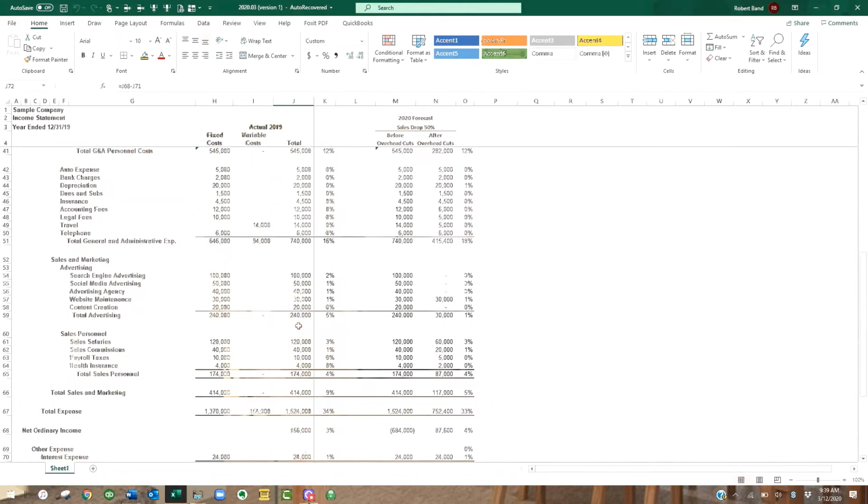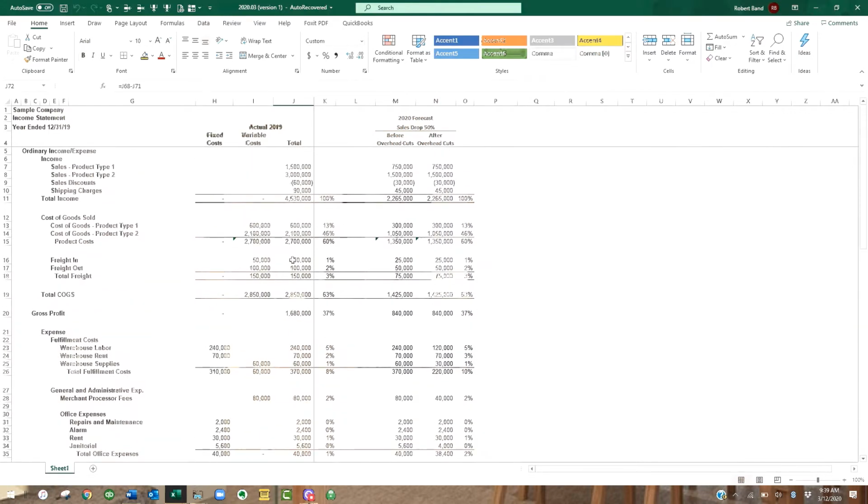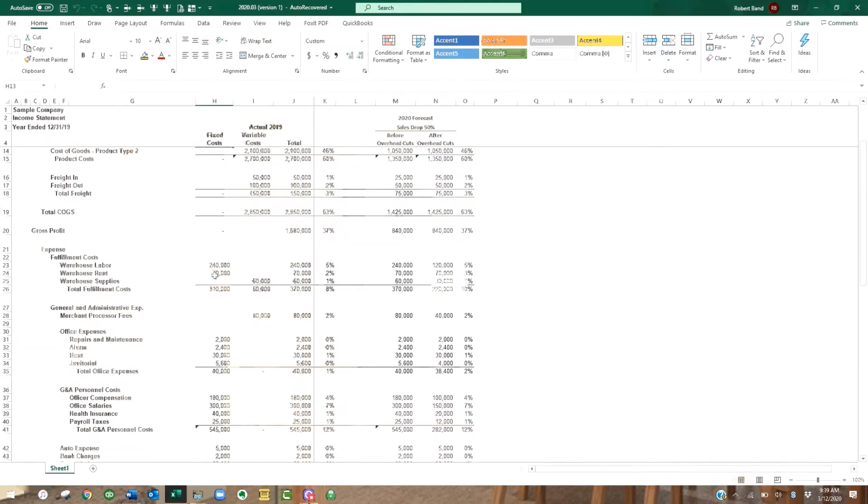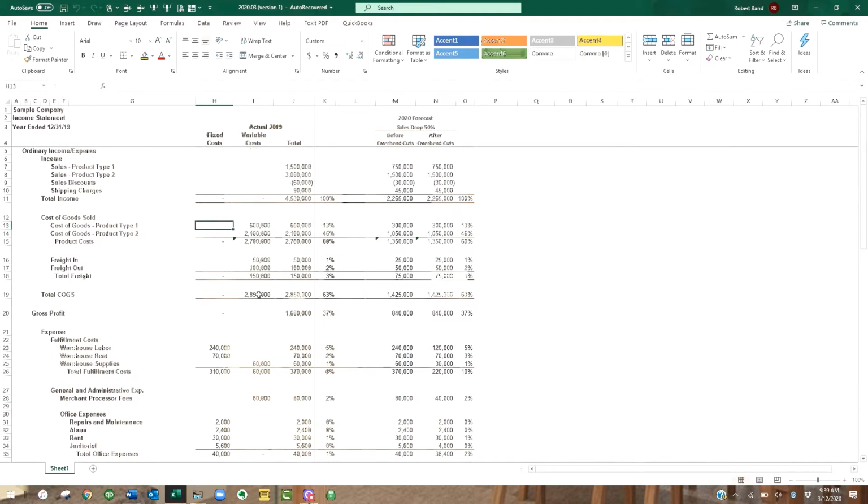Now, I broke down their costs into fixed versus variable. Every one of their costs, whether it's cost of goods or overhead, I put into either a fixed column or a variable column. Very important to know which of your overhead are fixed and which are variable.